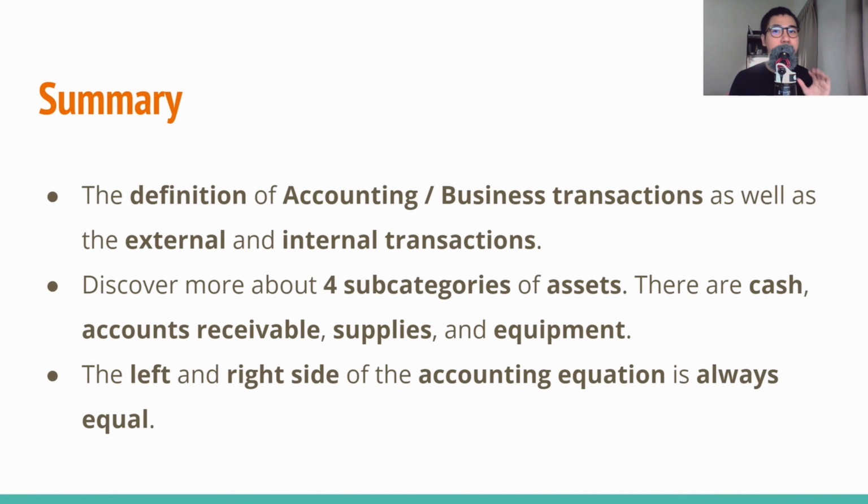Okay, so to sum up everything we have been discussing, firstly, the definition of accounting transaction as well as 2 basic kinds of transaction, that is external and internal. Secondly, disclosing 4 subcategories of assets. It is cash, accounts receivable, supply, and equipment. Finally, asset always equals liability plus owner's equity. If it is not, it means you messed up, okay?